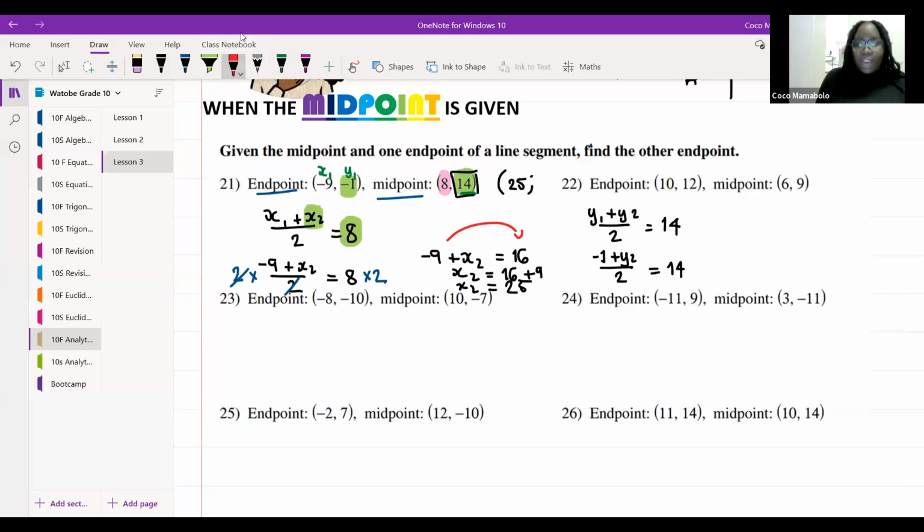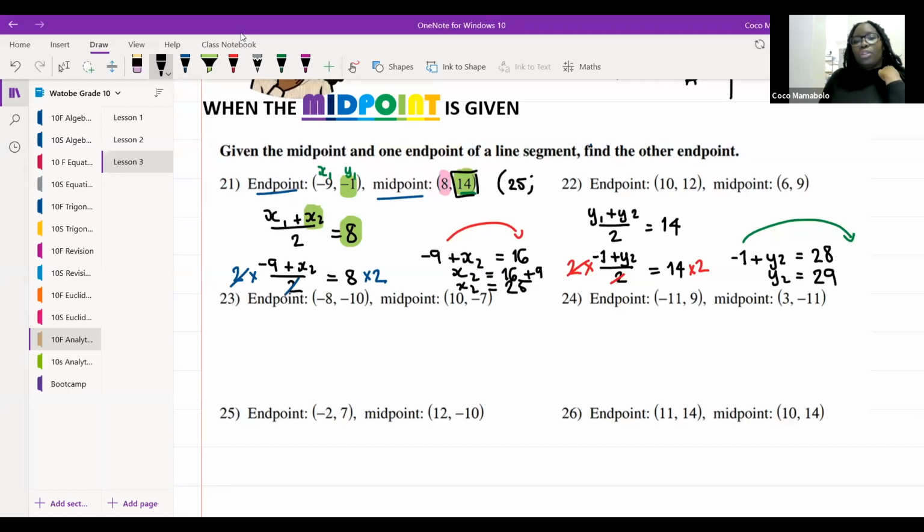How do I get rid of divide by 2? You just have to multiply by 2 on both sides. Okay, so those two will cancel. And then I will have -1 plus y2 is equal to 14 times 2, which is 28. And then we would take the -1 where? We're going to take that -1 over the equal sign. It's going to turn to +1. Good. Therefore, y2 is equal to? 29.